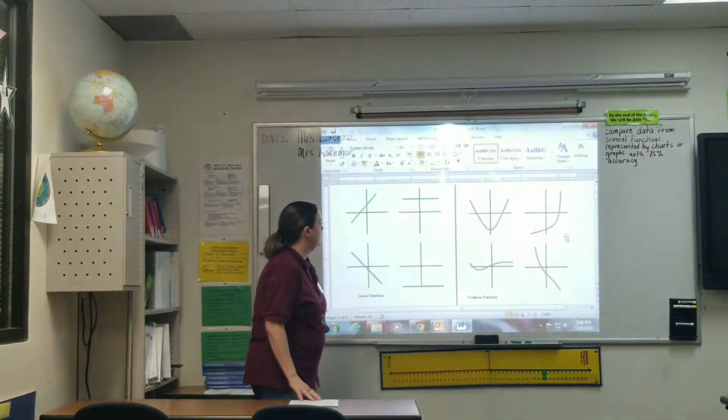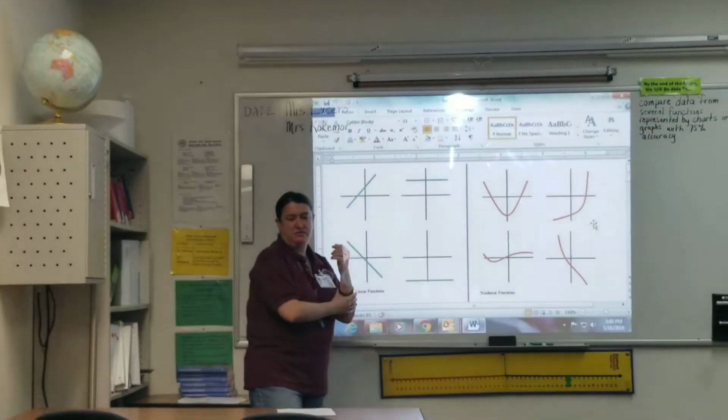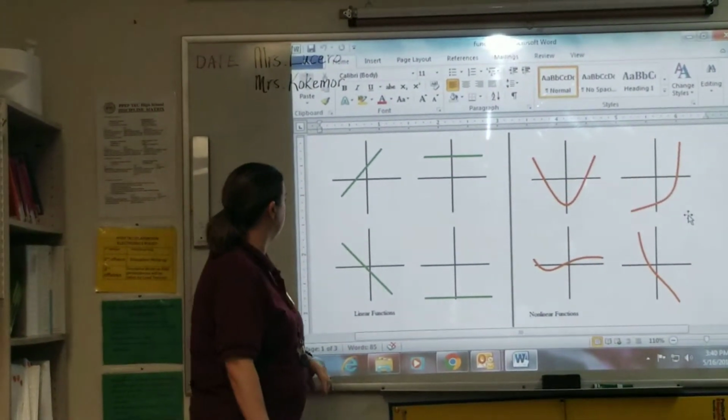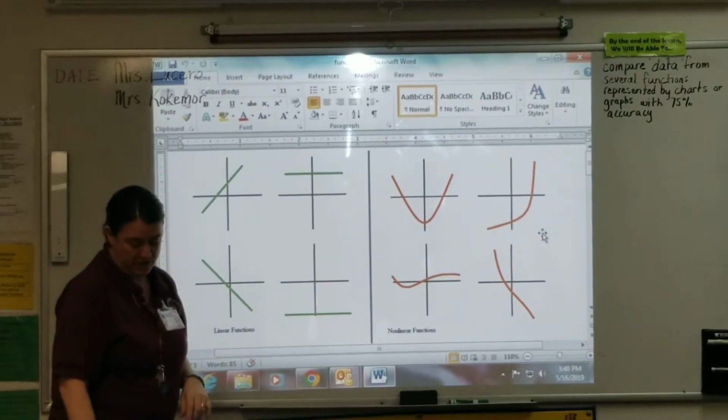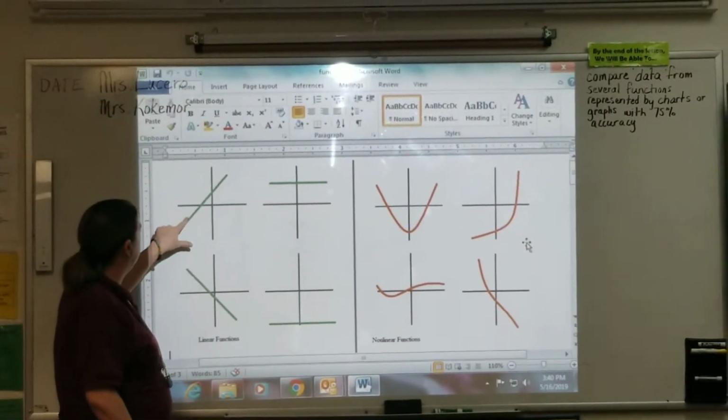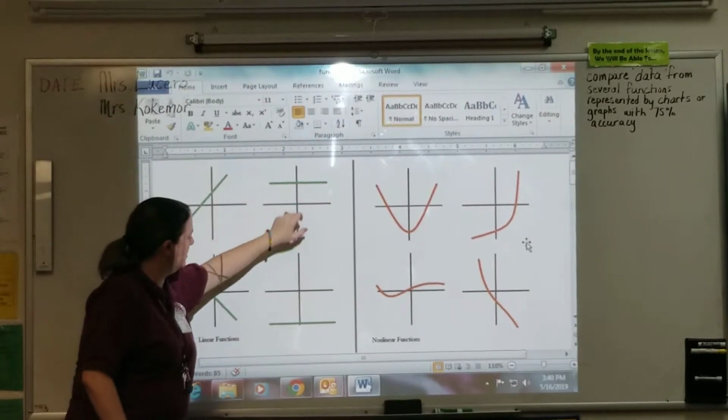Okay, so I passed out a handout for you guys to look at while I do the rest of the lesson. Okay, so we were talking about linear functions, and here's a bunch of examples of linear functions, okay?